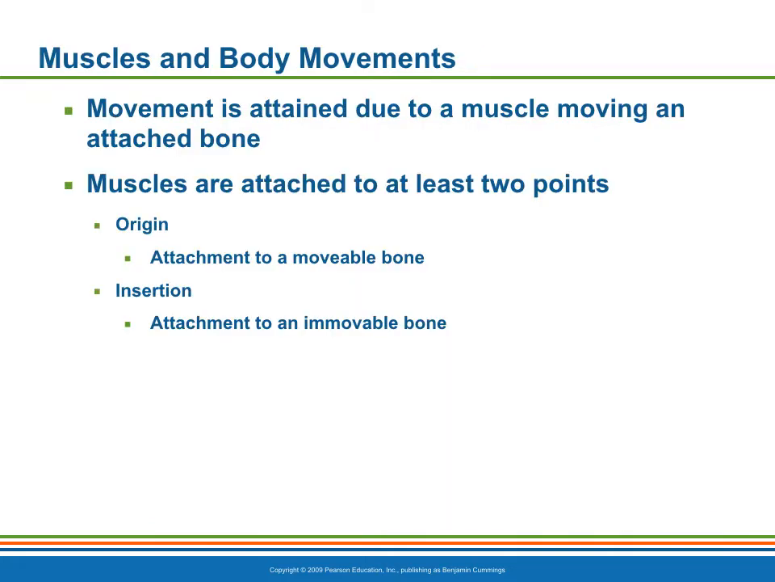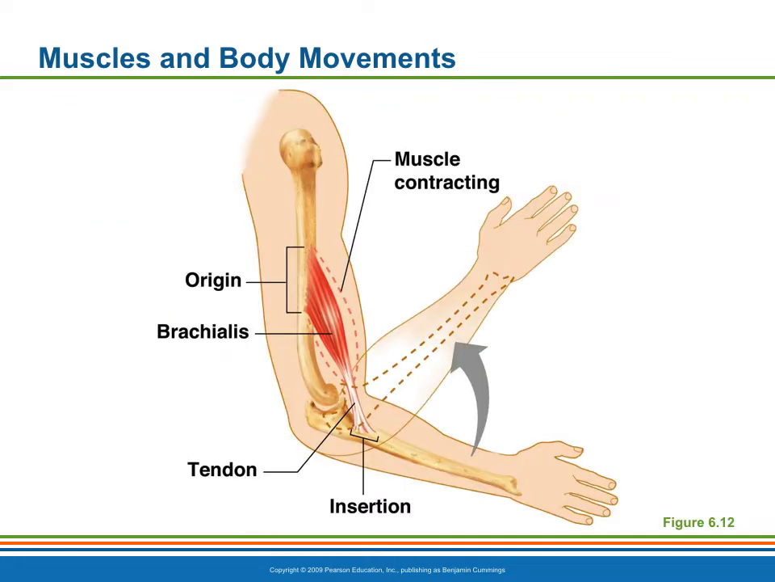Every one of our 600 or so skeletal muscles is attached to bone or to other connective tissue structures at no fewer than 2 points. One of these points, the origin, is attached to the immovable or less movable bone. The insertion is attached to the movable bone, and when the muscle contracts, the insertion moves towards the origin. Here's a diagram showing that.